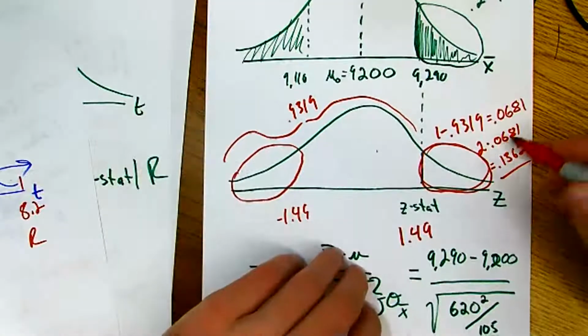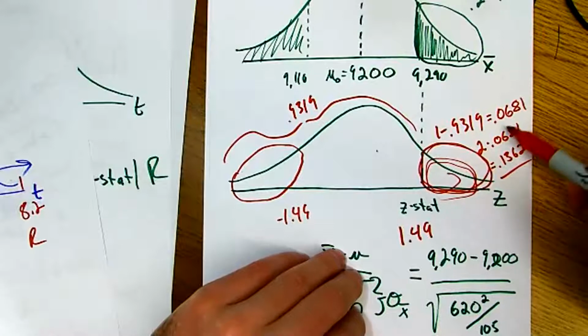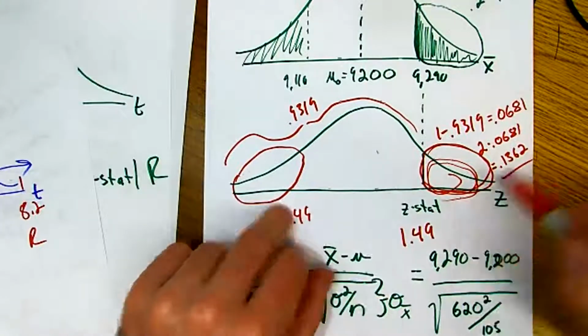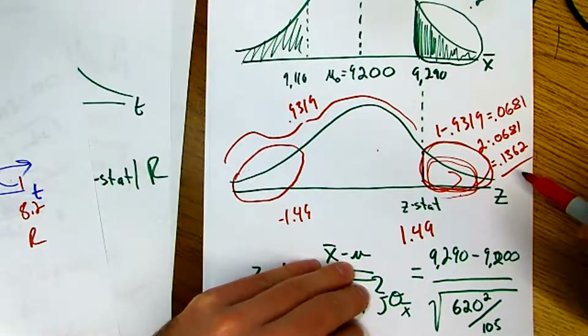So my p-value is a little bit trickier. I had to find this area above my test statistic, then multiply it by 2 because it's a two-tailed test, and then I get my p-value of 0.1362. Okay.